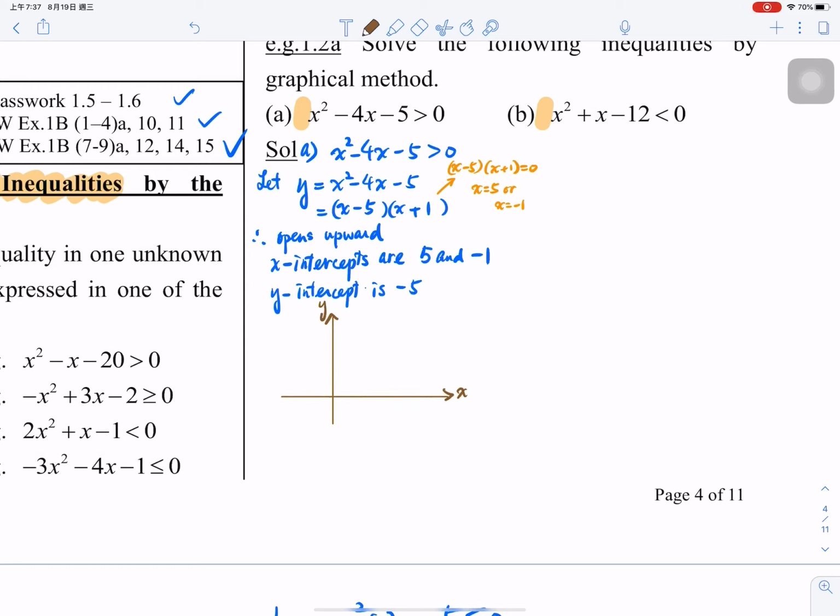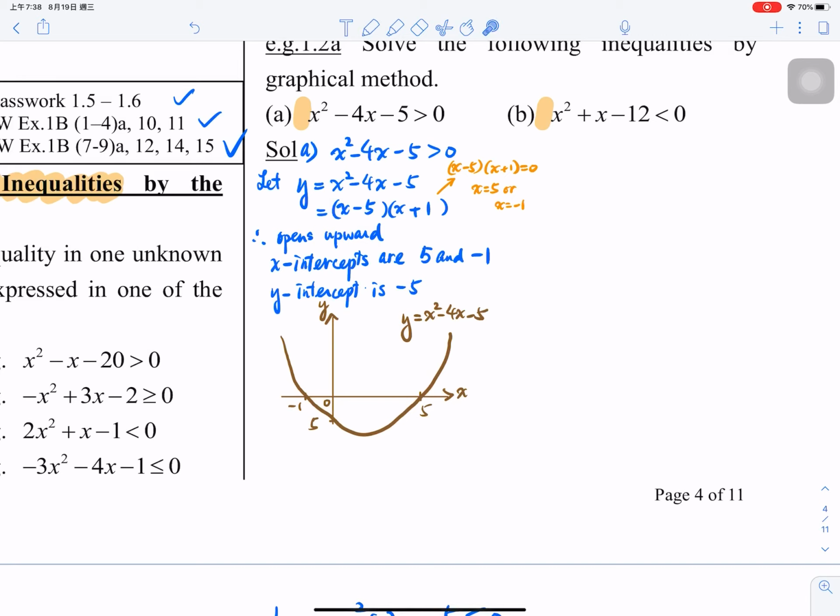Here are the x, y, 2 axes, and 0. -1 here, and 5 here. Then this parabola opens upward, so that means like this, right? So draw it like this. Okay, so this one is y equals x squared minus 4x minus 5, right?